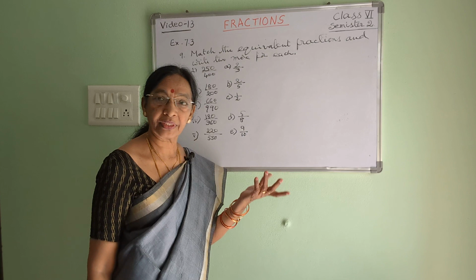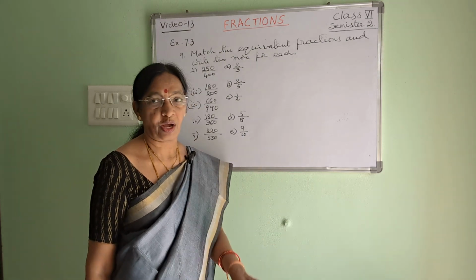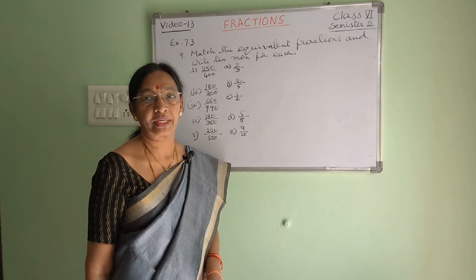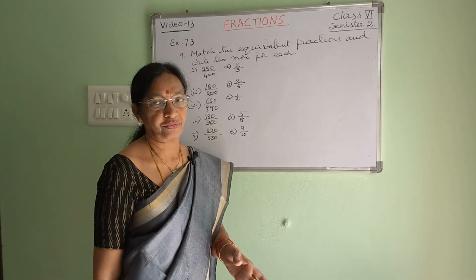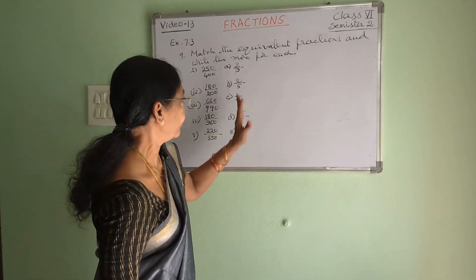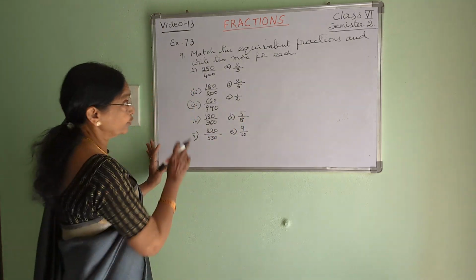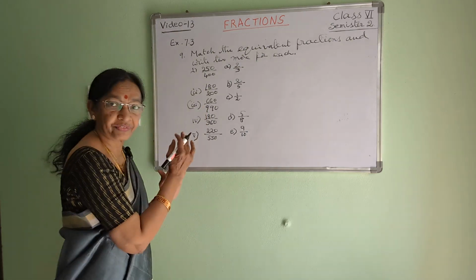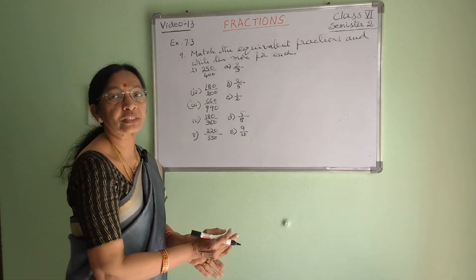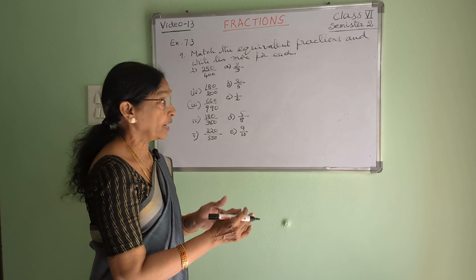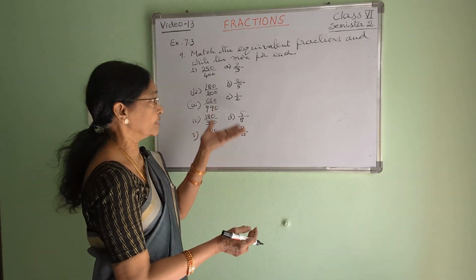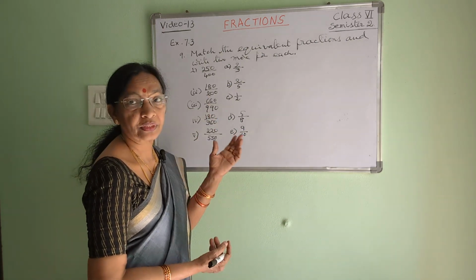9 by 8. They have only 1 as common factor. Therefore, 9 by 8 is a simplest form of a fraction. Therefore, we need not change it. Now, we will convert these left side fractions into their simplest form and see which one is matched to the fraction on this side.